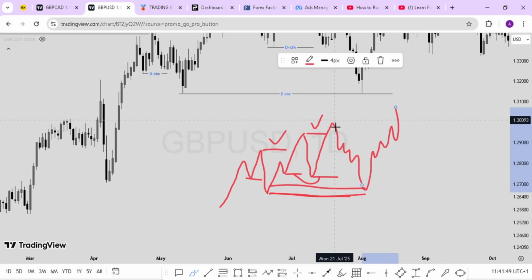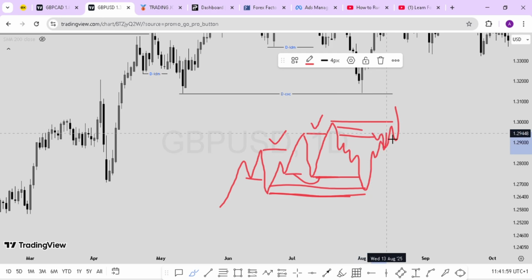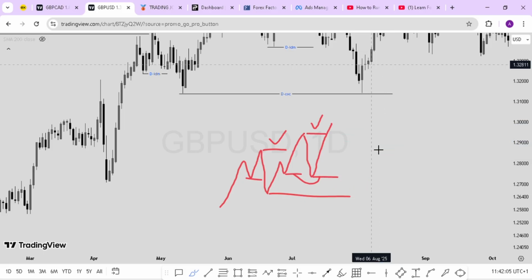So that's why a lot of people get trapped. They will mark this level as change of character because they will think this is a complete structure, and they will be waiting to sell somewhere here, and they will get stopped out by the market. Market can easily give them a small reaction, then boom to the upside. So I hope that's a bit clear now.